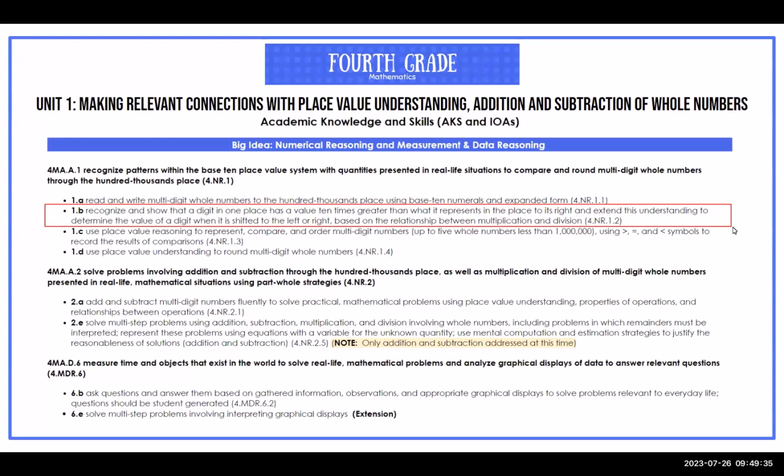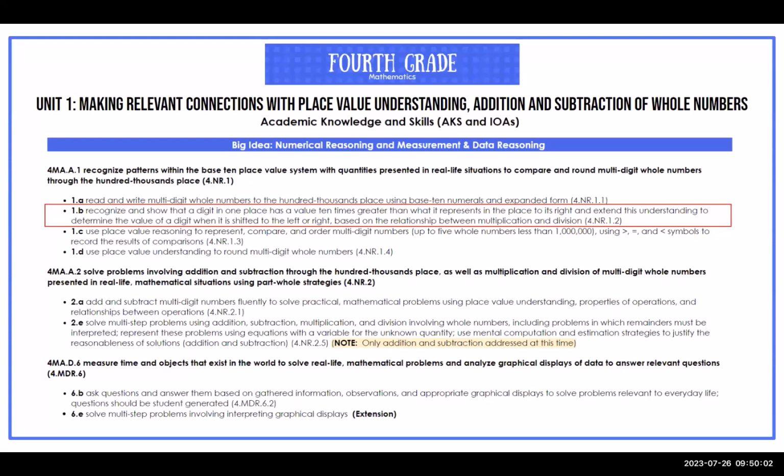For IOA 1B, students use numerical reasoning to represent and explain, using concrete materials, the relationship among the numbers 1, 10, 100, and 1,000. They will extend the pattern to the 100,000s place and recognize the relationship of the same digit or same digits located in different places in a whole number.